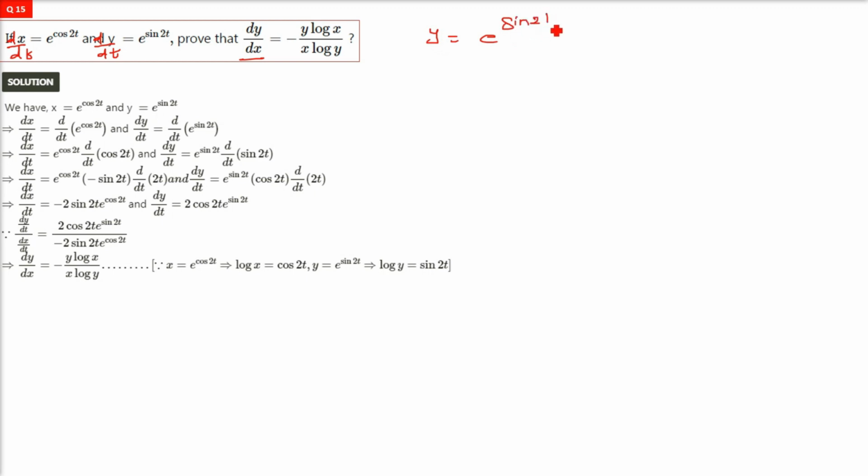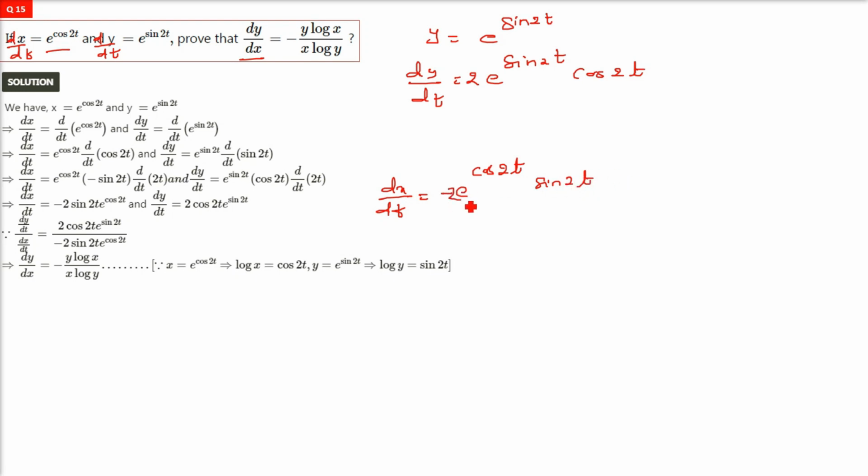Y equals e to the power sin 2t. So dy by dt will be e to the power of anything will be e to the power of that thing only. So e to the power sin 2t. And then sin 2t will be cos 2t. And differentiation of 2t will be 2. Only 2. So I'm writing 2 here. This is dy by dt. Next we'll do dx by dt. So x is equal to e raise cos 2t. So we are now differentiating it. So this e to the power cos 2t, and cos 2t is minus sin 2t, and then 2t is 2.